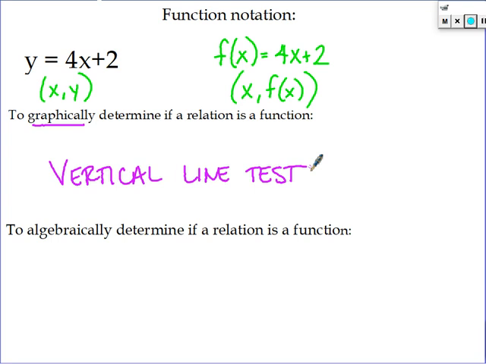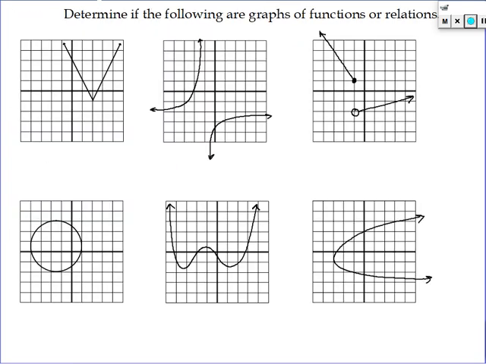So we're actually going to skip ahead a few slides and find the one with all these graphs here. And we're going to determine if they're functions or relations. Now again, they're all relations. Everything is a relation. So relations have no rules. So everything is a relation. Now we just have to pick out which ones are functions.